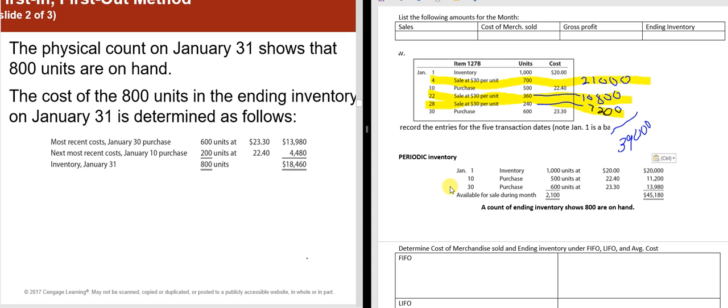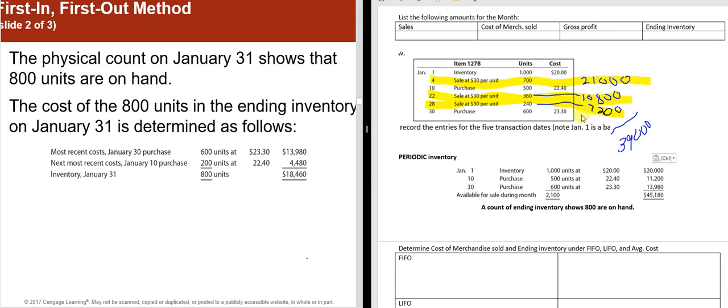The next thing we're going to talk about is periodic instead of perpetual. Periodic is when you simply count the inventory at the end and whatever's not there has been sold. So for periodic inventory, if you notice, this is basically the same data as above.